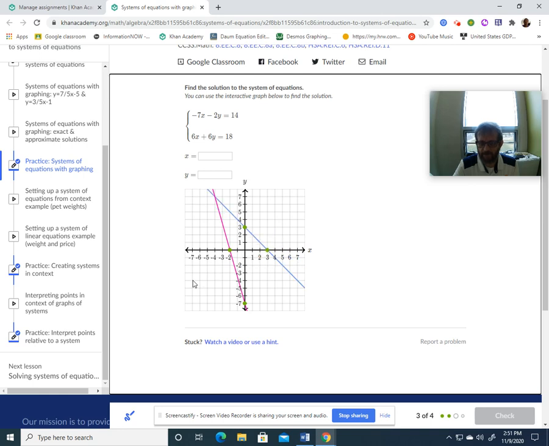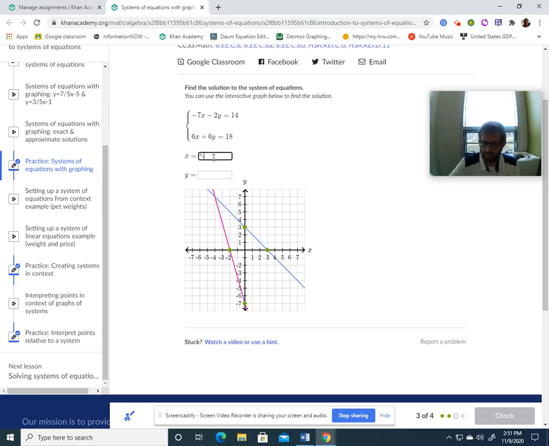So those are the two intercepts, 3, 0 and 0, 3. This one's negative 2, 0 and 0, negative 7. Now, where does it intersect? It intersects over here. That's negative 4 and positive 7.